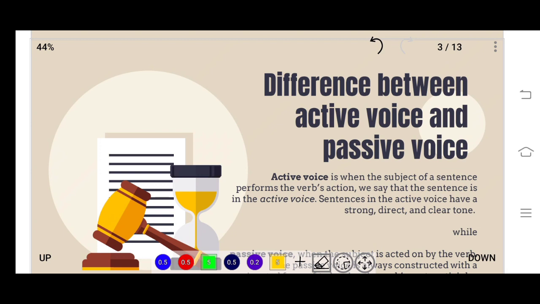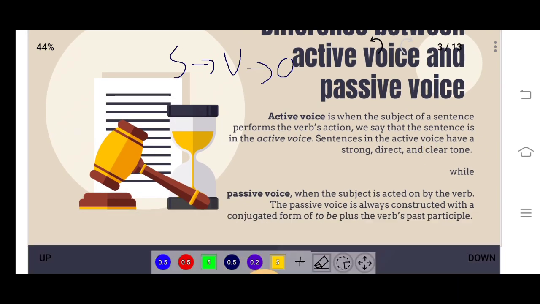So basically we have the formula. First we have SVO: the subject, and then what the subject does is the verb, and then the object, the direct object of the sentence or phrase, of course. So the next part, passive voice. What is the passive voice? Passive voice is when the subject is acted on by the verb. The passive voice is always constructed with a conjugated form of to be plus the verb past participle. So basically we will look more into passive voice, what the formula is, and after that you can understand more about the passive voice.